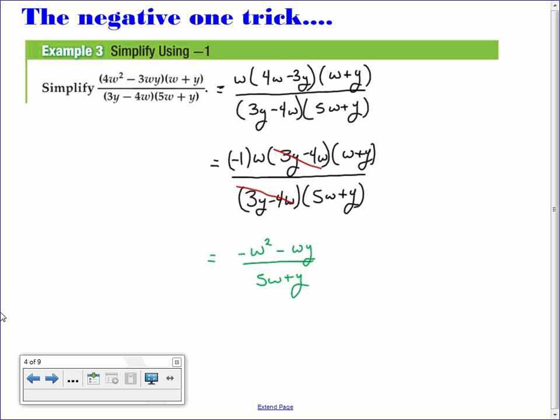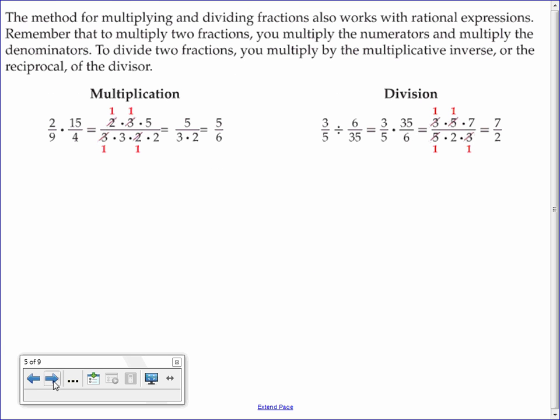Okay, now let's move on to my next example here. Multiplying and dividing. The same rules that apply for multiplying and dividing with fractions apply for the rational expressions. Top times top, bottom times bottom, but sometimes it's easier to factor these and cancel before you multiply. So 2 is 2, 15 is 3 times 5, 9 is 3 times 3, 4 is 2 times 2. Cancel what you can, re-multiply what's left over, and you get the answer.